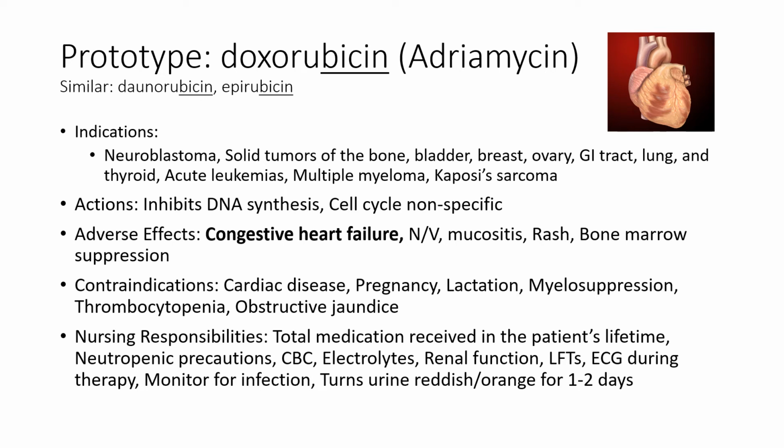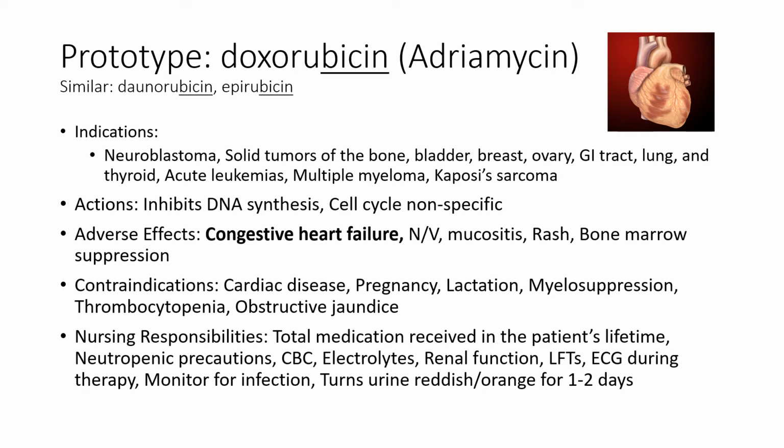Okay, so what side effect do I take away from doxorubicin on top of all the typical side effects of a chemotherapy agent? It gives you congestive heart failure if taken enough of it, and it can turn your urine red or orange. Those side effects are outliers, so I would remember those. Okay.